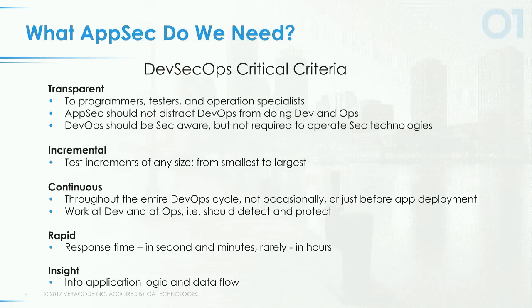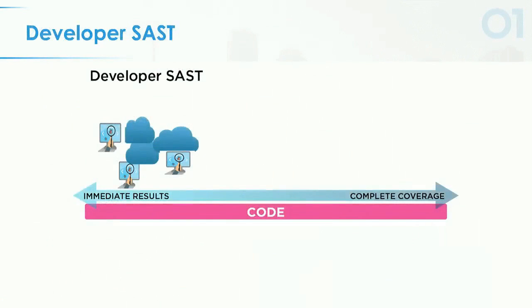So once we understood these criteria, let us take a look at the market and see what the innovative market brings up in that regard. The first technology I'm going to talk about is what I call developer SAST. Well, there are, I would say, two versions of technology that are coming to the market to support DevOps. There are some technologies that have been invented from scratch to support DevOps. There are other technologies that existed before but have been modified to address DevOps issues. And developer SAST is such a technology.